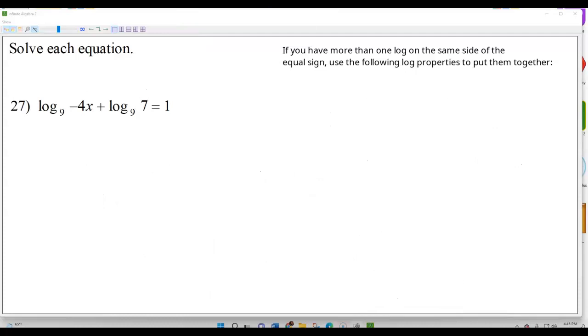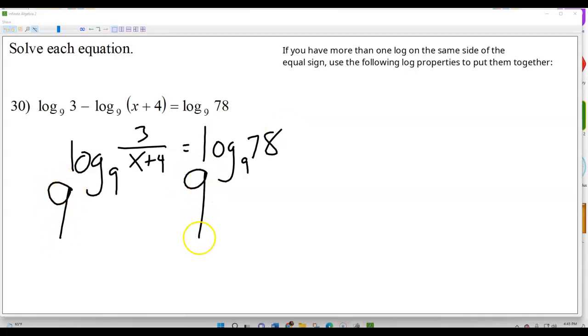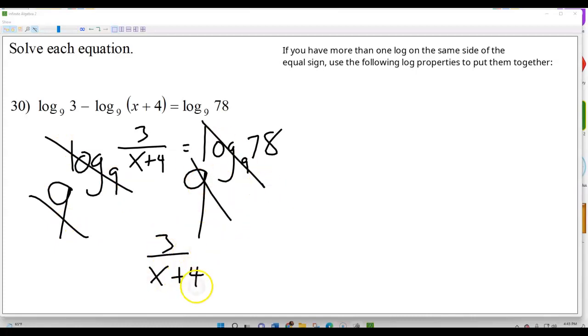Let's do one more problem. Let's take a look at number 30. All right, well, we have subtraction again. So we're going to put these two logs together by division. So the 3 goes on the top, and the x plus 4 goes on the bottom. All right, step 2, let's exponentiate. So if I make both of these sides a power of 9, then the 9 cancels out the log here and here, and leaves me with just this equation.